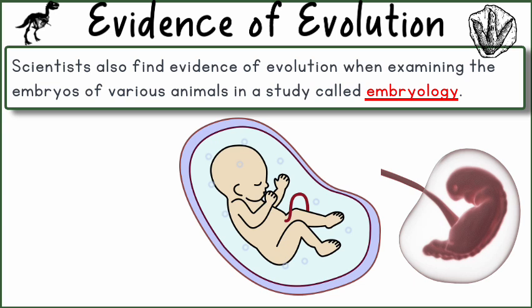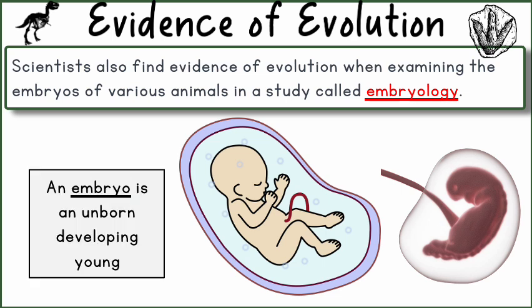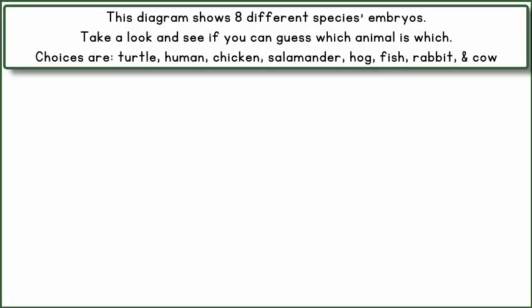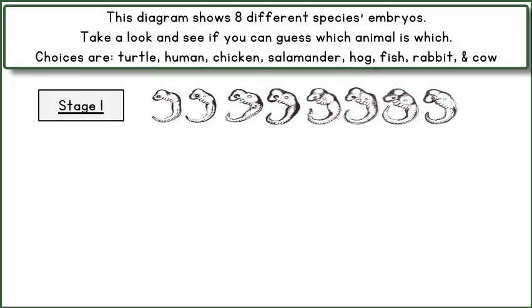Scientists also find evidence of evolution when examining the embryos of various animals in a study called embryology. And an embryo is an unborn or developing young. This diagram shows 8 different species embryos. Take a look and see if you can guess which animal is which. Your choices are turtle, human, chicken, salamander, hog, fish, rabbit, and cow.